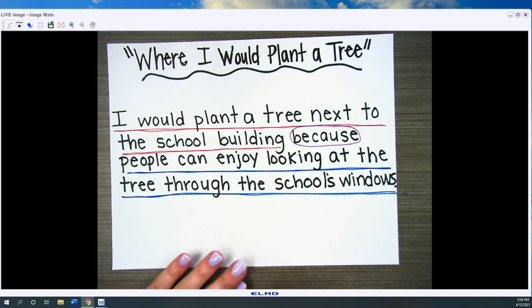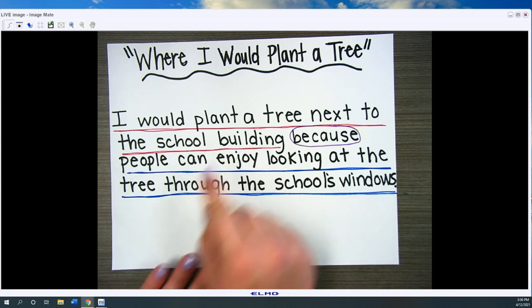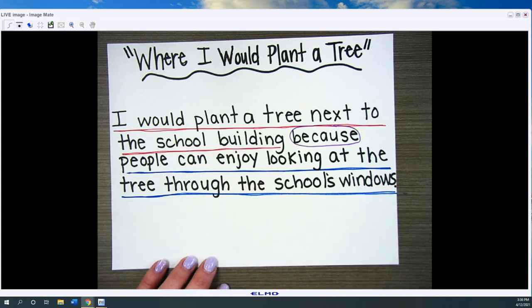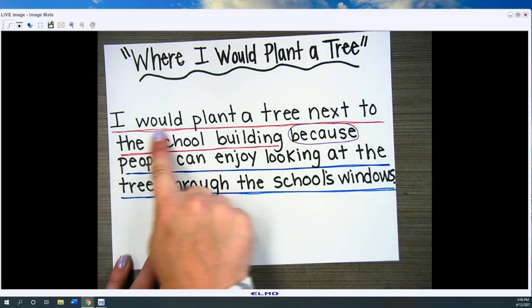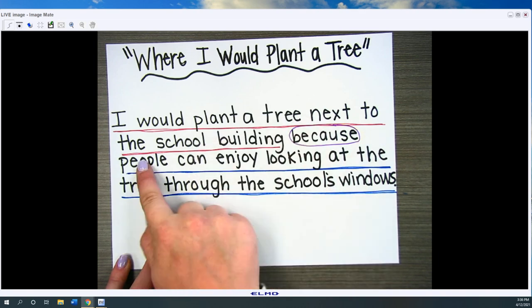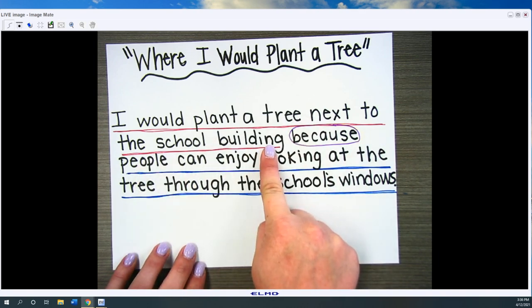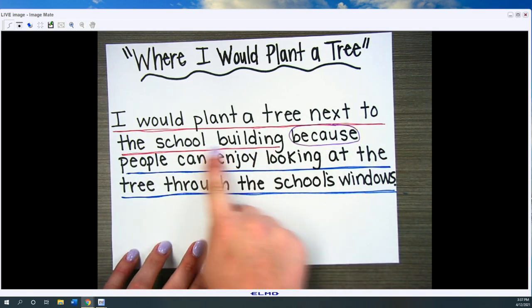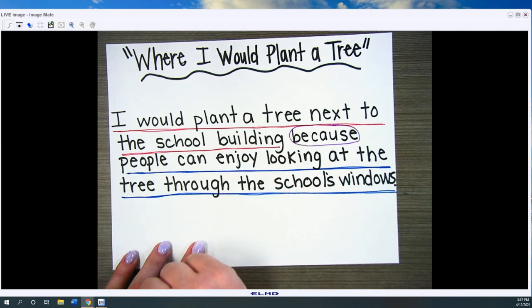So now as I read the opinion model again, I want you to touch your head when I read the opinion. I want you to clap once when I read the word because, and I want you to touch your knees when I read the reasoning. Okay, so here I go. I would plant a tree next to the school building. So your hands should be on your head because I just read the opinion of the passage.